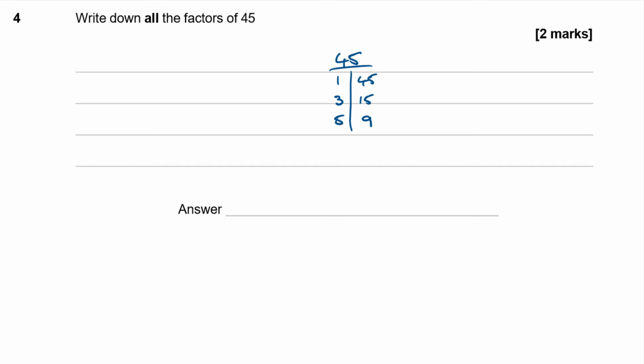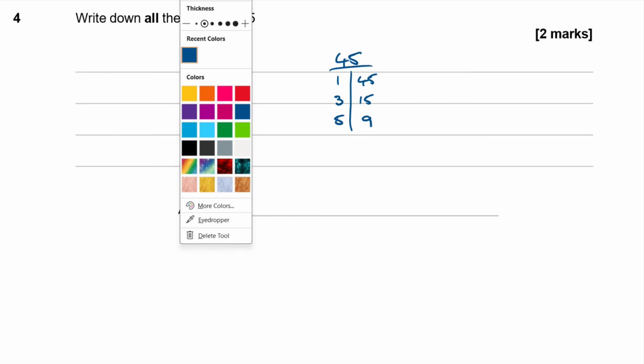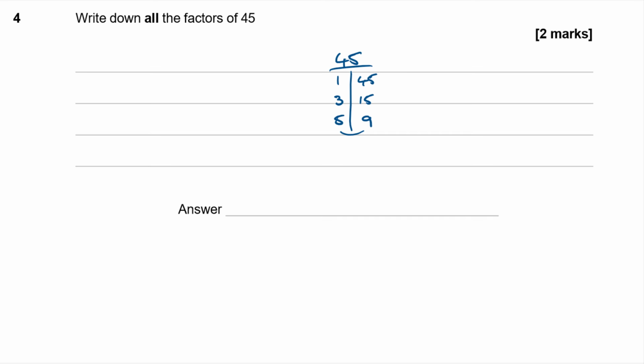5. Yep, ends in 5, so we've got to go 5 then, isn't it? So 5 and 9. Does 6 go into 45? No, it doesn't. 7? Nope. 8? Nope. And then we've met ourselves coming back down the other end, haven't we? Because we've tested all the numbers between 5 and 9. Okay, so the answer is going to be 1, 3, 5, 9, 15, and 45.